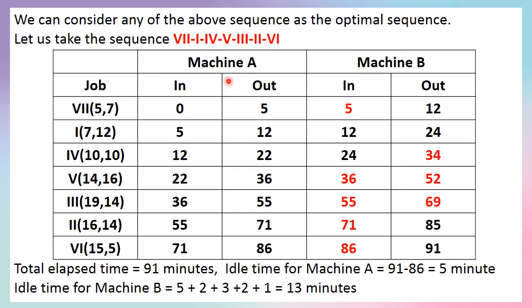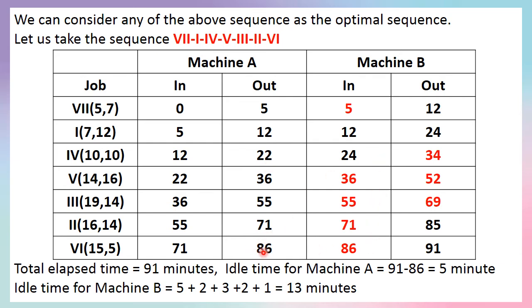And the second job, machine A will perform in 5 minutes, so it starts performing in the 5th minute. 5 and 7 minutes are required to finish it, so at 12 minutes it completes the job. And immediately it will go to machine B and start working in the 12th minute, and accordingly we will write all the in and out times of machine A and machine B.